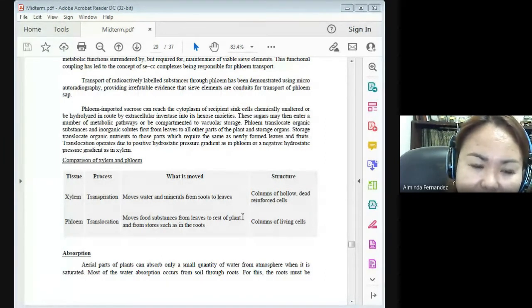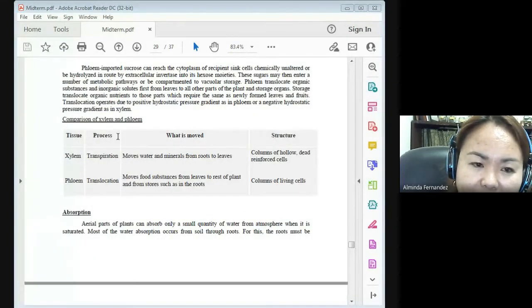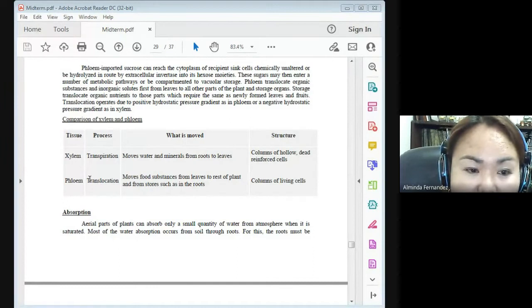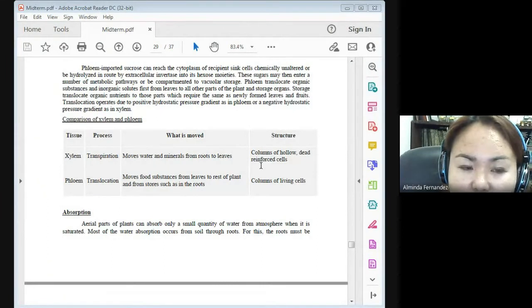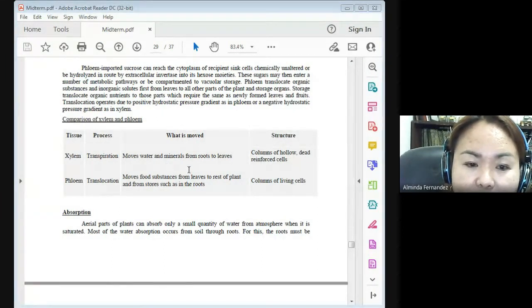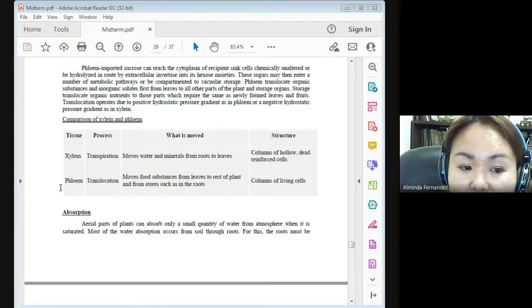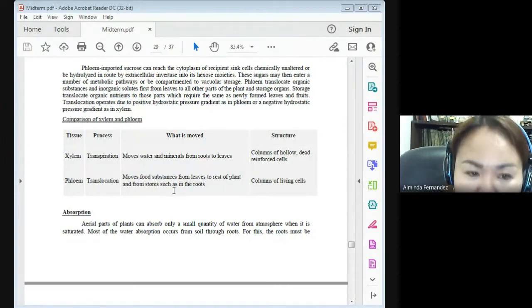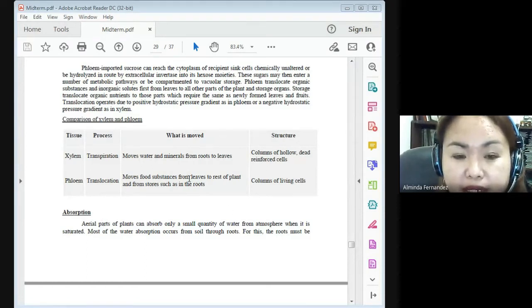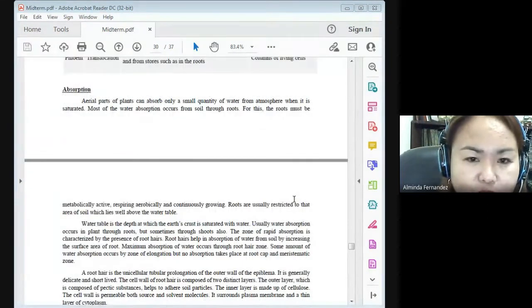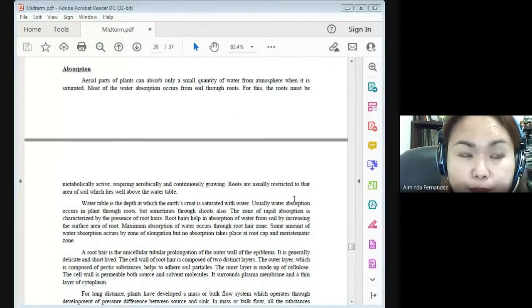So yes, thank you. This is just a comparison of xylem and phloem, and their uses. Xylem is mostly used for the transpiration process. As you can see from what we watched earlier, it moves water and minerals from the roots to the leaves. It uses columns of hollow dead cells called tubes, while the phloem is for translocation, or moving food substances from the leaves to the rest of the plant parts through columns of living cells. In the process of absorption, it is usually based on the turgor pressure created by transpiration.